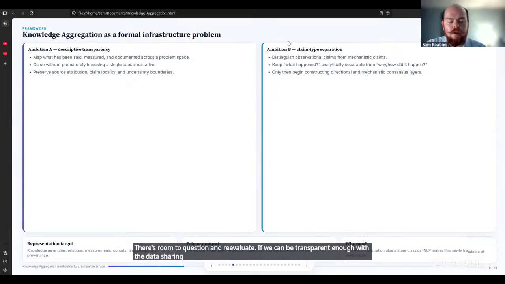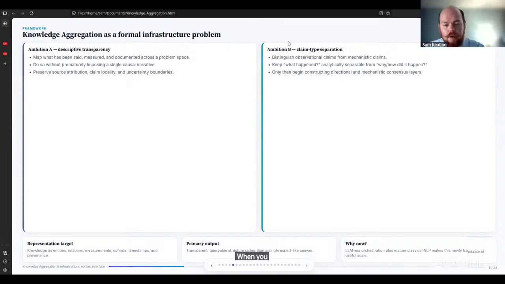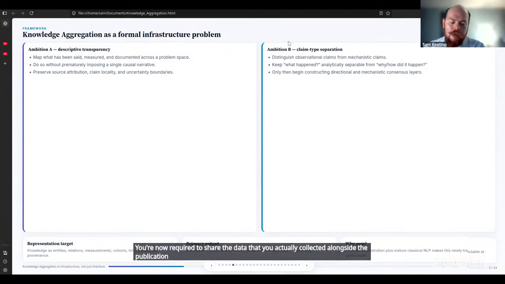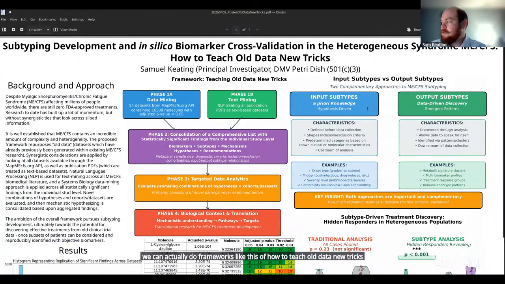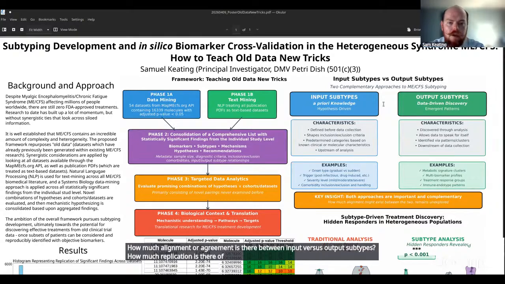Like US federal guidelines now require for any federally funded study, when you publish the paper, you're now required to share the data that you actually collected alongside the publication in repositories like mapmecfs.org. So if we can actually get enough of that data to transparently reevaluate, we can actually do frameworks like this of how to teach old data new tricks and start to look at how much alignment or agreement is there between input versus output subtypes, how much replication is there of separate findings or what's been proposed in the literature.